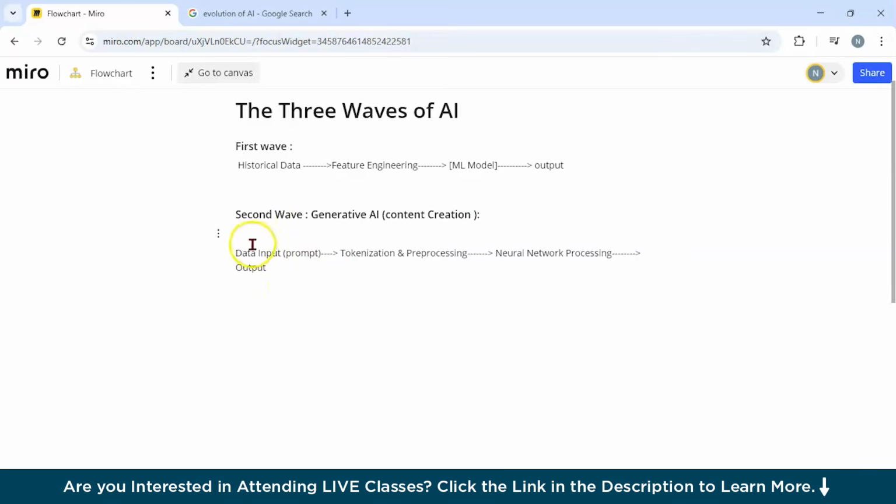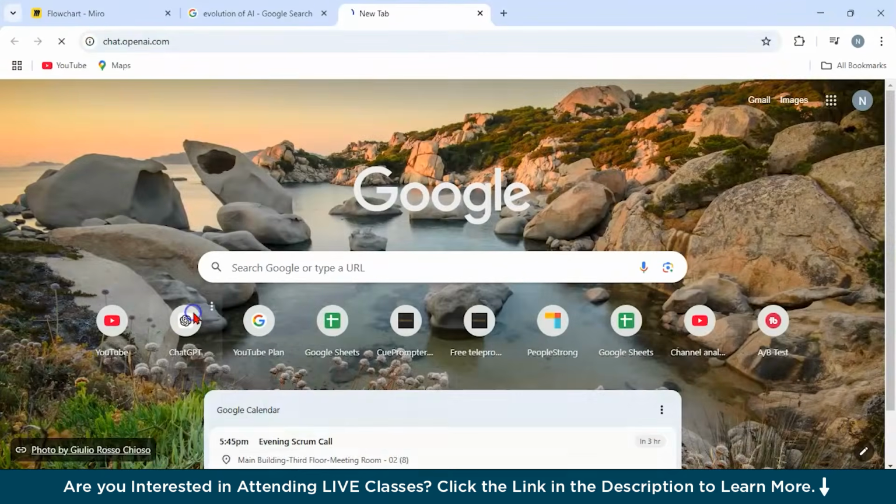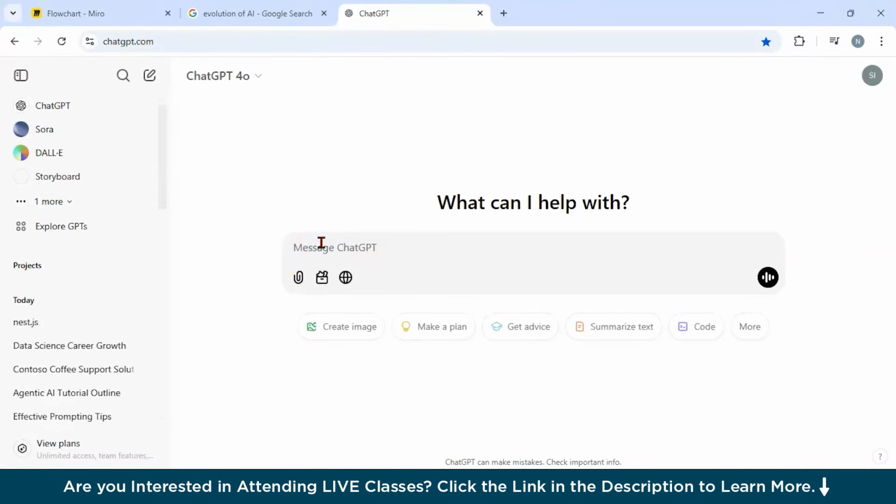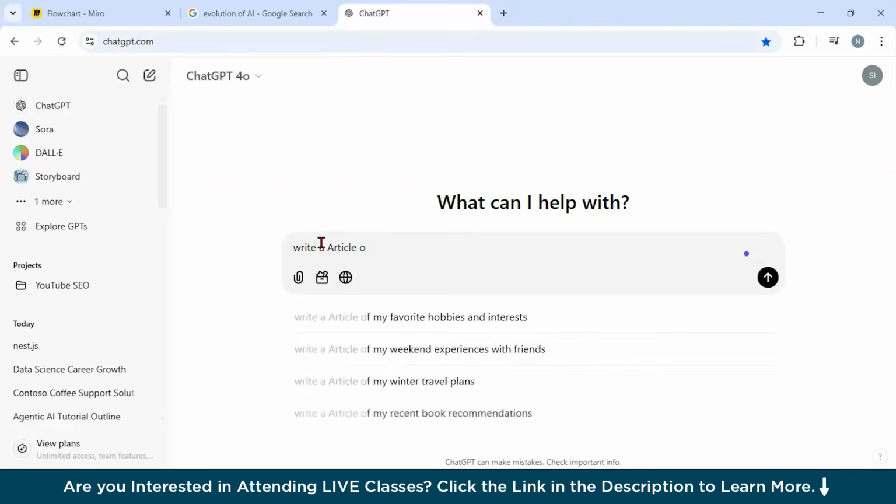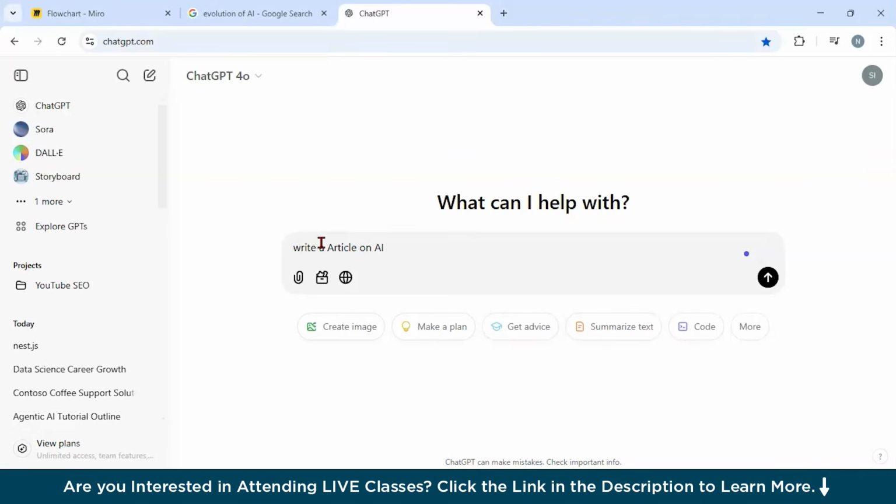Now, let us understand how exactly this technology was working. First, there was a data input, basically any prompt from the user. Suppose in GPT, I open it here and we give a new prompt, such as write an article on AI. So this was our given prompt.